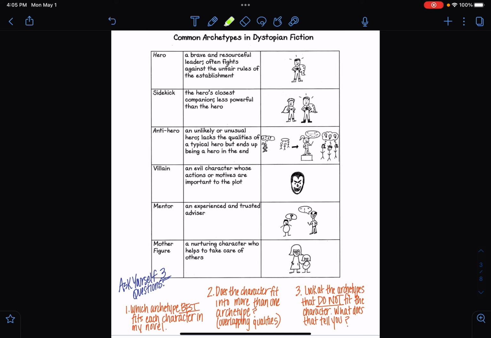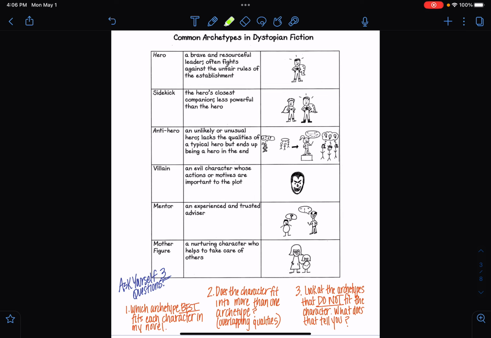The mentor is usually somebody that the hero's going to get some advice from and try to become a better hero. And then a lot of times there's also a mother figure, and it doesn't necessarily always have to be a woman or a mom or anything like that. A really good example of that is the guy, I think his name's Haymitch. I haven't read it in so long. But in The Hunger Games, the guy who is always there with Katniss training her and stuff would be considered a mother figure in that story.